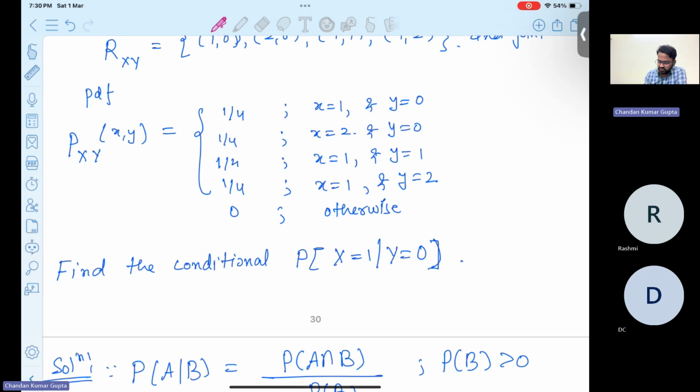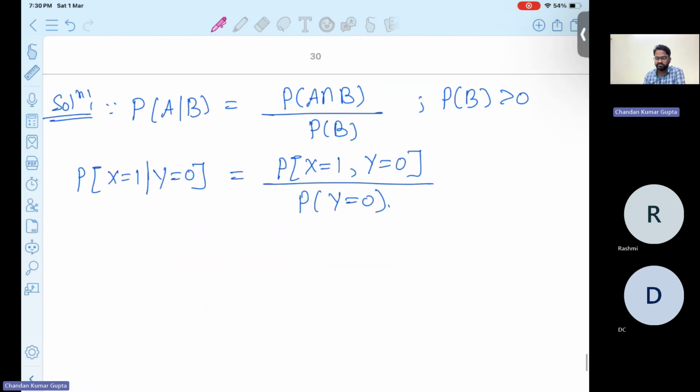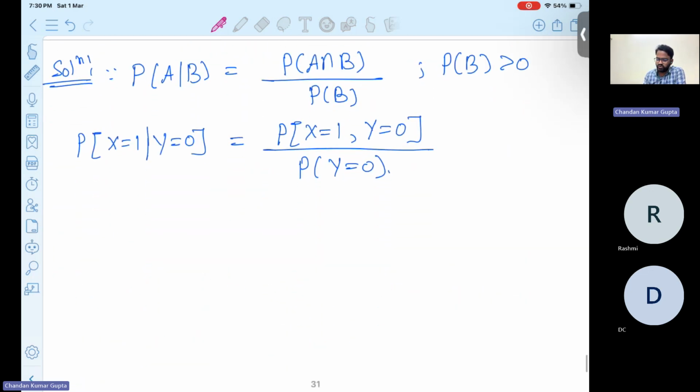Like x equal to 1, y equal to 0 is there. So the numerator value is 1 by 4 actually. That is directly taken from the joint probability mass function table. Now we need to calculate the denominator part, that is probability that y equal to 0.